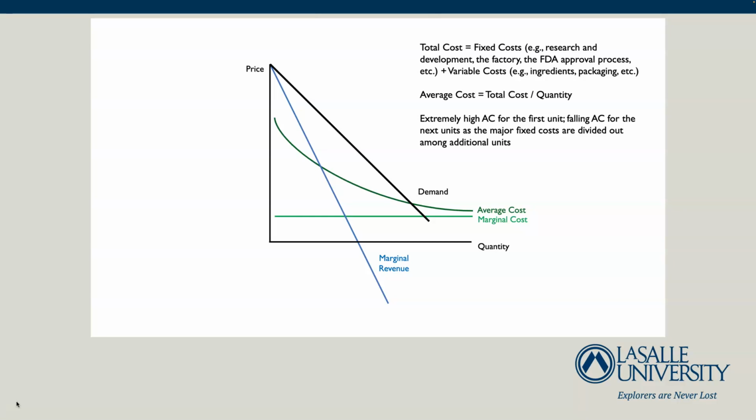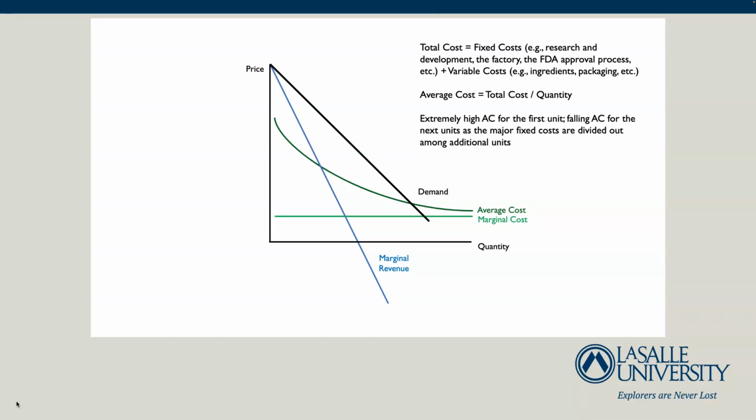And so since you have those billions of dollars in research and development expenditures or building a factory or contracting with others for production, you have extremely high average cost for the first units that are being produced. But then the average cost falls for subsequent units as those major fixed costs are divided out among additional units. So the average cost curve looks something like this because of those economies of scale in production. And the marginal cost is relatively low once you've incurred those high upfront fixed costs.